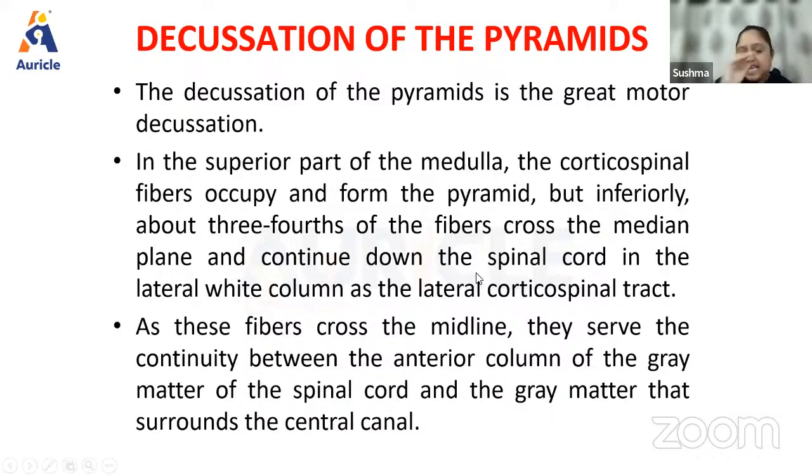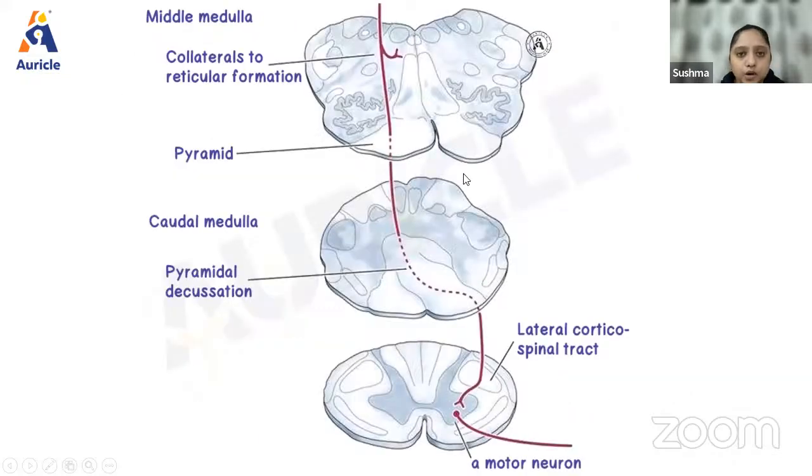Then these fibers in the lower part of the medulla cross over to the opposite side, and they serve as the continuity between the anterior column of gray matter of the spinal cord as well as the gray matter that surrounds the central canal of the spinal cord. Now look at it. From the cortex, the fibers are coming in.